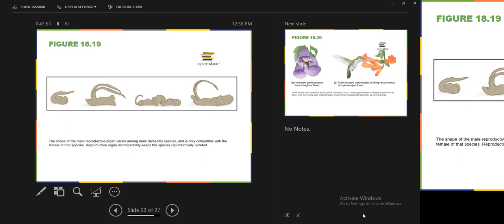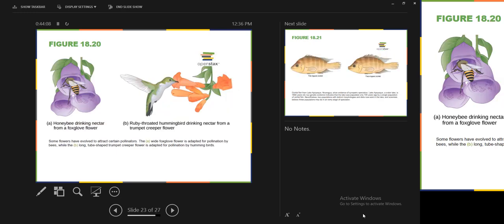Here you've got mechanical isolation, which I didn't provide on the structure, but different shapes to the male reproductive organ in damselflies, which are similar to dragonflies. So you can have mechanical isolation. Here's mechanical isolation in flowers, where you have the flowers that are shaped to allow certain pollinators access. Oh, this is just fun.